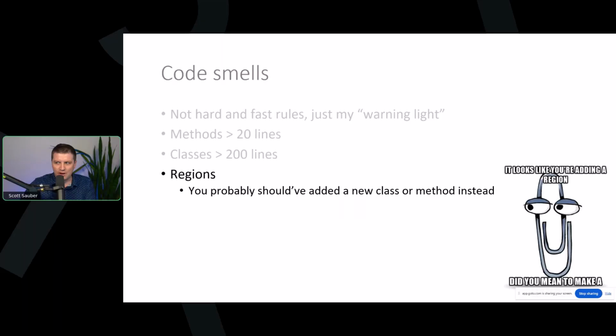And anytime you create a region, some of you aren't going to like this, hot take: I wish when people tried to create a region in code, Clippy popped up and said, hey, it looks like you're trying to add a region. Did you mean to make a new class or method instead? Because we already have ways to organize code, which is classes and methods. We probably don't need regions for the most part. Again, these are my warning lights, not necessarily hard and fast rules. Although regions, I definitely do not use regions. That is a hard and fast rule.